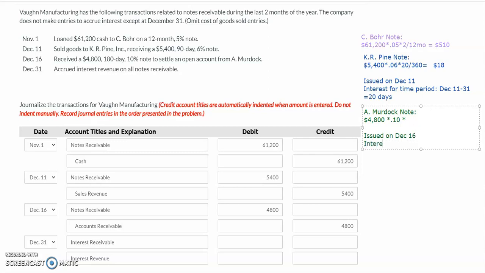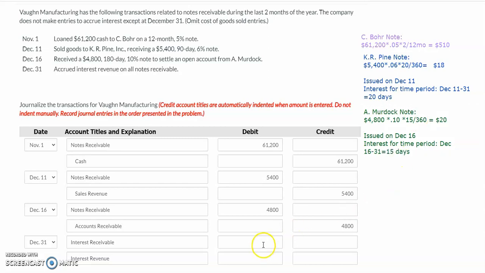So we're going to compute interest for the time period of December 16th through the 31st, which is going to be 15 days. So we're going to take 15 divided by 360, and we're going to come up with $20 for interest.